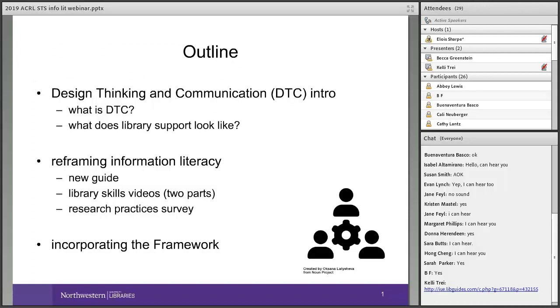That'll be one part. And then I'll talk about what library support looks like for DTC and a bit of the history behind that. The next section will be about what I'm calling reframing information literacy, so just some initiatives that the libraries have worked on in the past academic year. So we've made a new guide, a new research guide. We've worked on incorporating some library skills videos into their curriculum, and those came in two parts, so I'll talk about them separately. And then the last bit there will be our research practices survey, which I'll go into more detail, so that's all I'll say about it for the moment. And then at the end, I'll discuss how we've incorporated the framework into this class using instructional design.